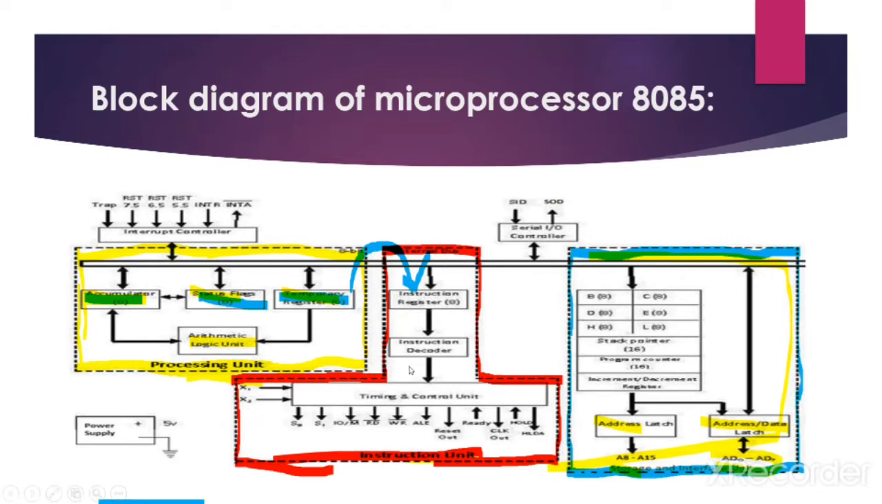Third unit is storage and interface unit. This unit has registers, stack pointer, program counter, and increment and decrement register. Address latch has 8 lines, A8 to A15, and address or data latch, that are AD0 to AD7.